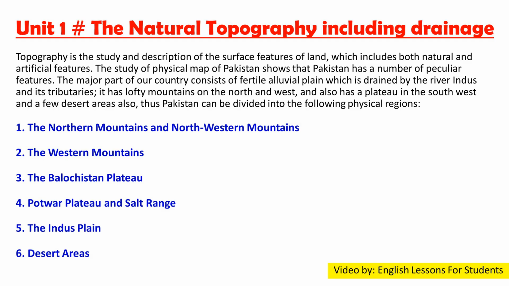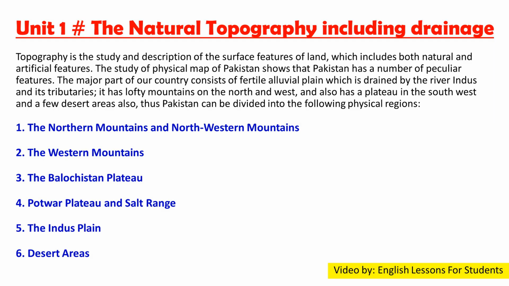The study of the physical map of Pakistan shows that Pakistan has a number of peculiar features. The major part of our country consists of fertile alluvial plain which is drained by the river Indus and its tributaries. It has lofty mountains on the north and west and also has a plateau in the southwest and a few desert areas also.